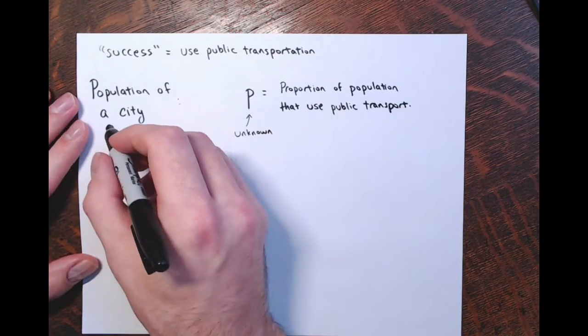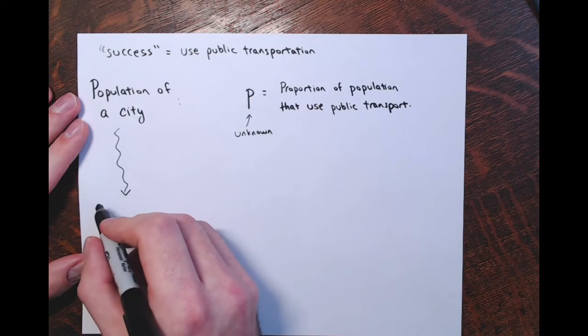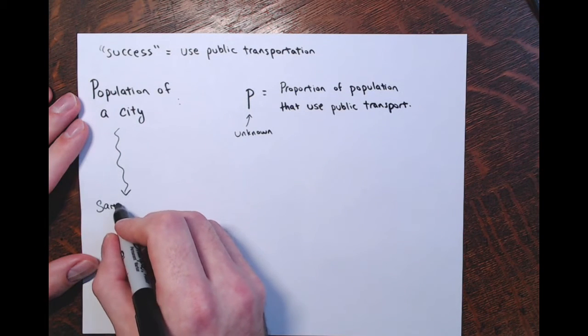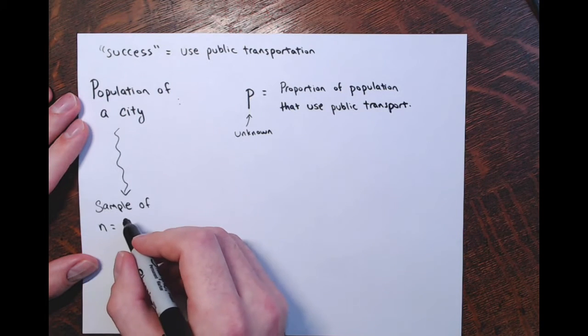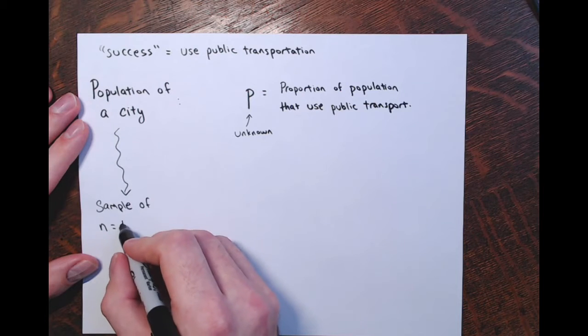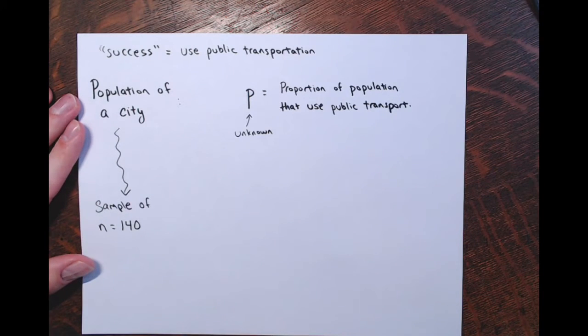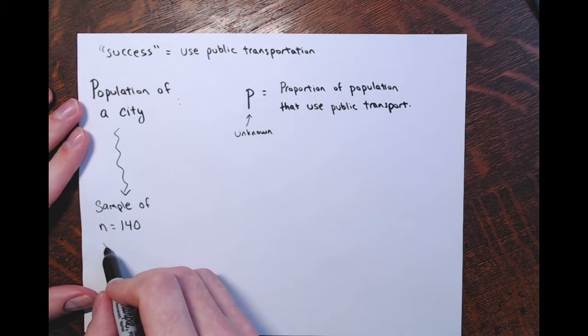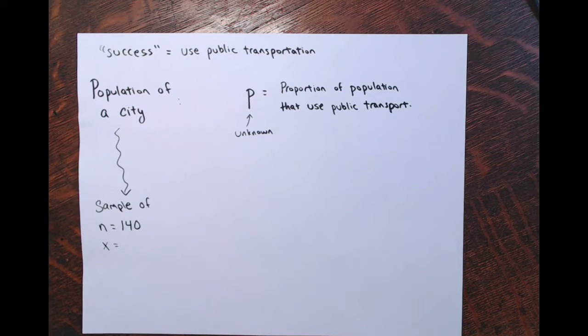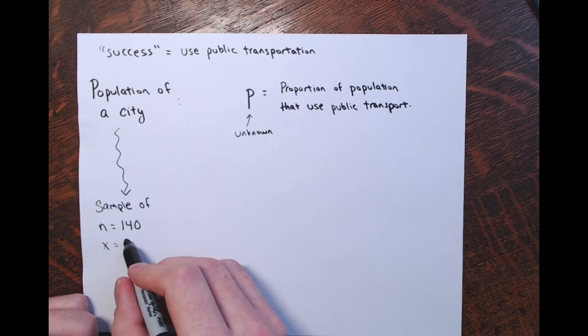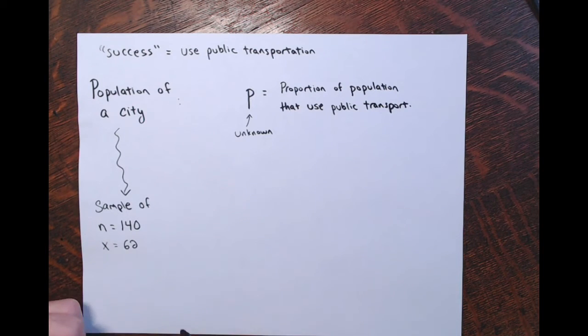Now, from this population, a sample is taken. A sample of n equals 140 individuals. And remember, we're letting x represent the number of successes. So x represents the number of individuals in this sample that use public transportation, and that was said to be 62. 62 of these 140 people used public transportation.